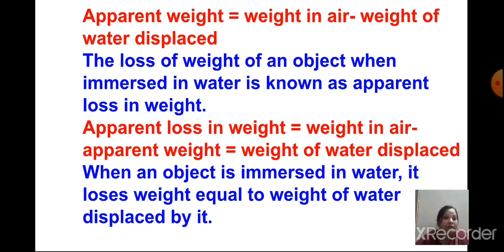Apparent loss in weight is equal to weight in air minus apparent weight, which is equal to weight of water displaced. When an object is immersed in water, it loses weight equal to the weight of water displaced by it. We have discussed this in the previous session while discussing Archimedes Principle. Now I am going to explain in detail about weight in water with the help of a video.